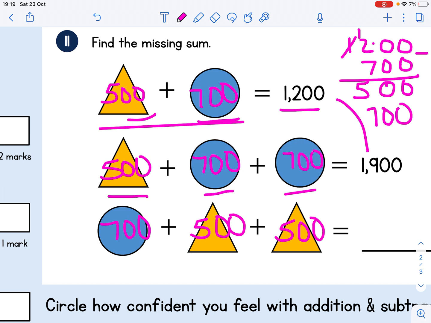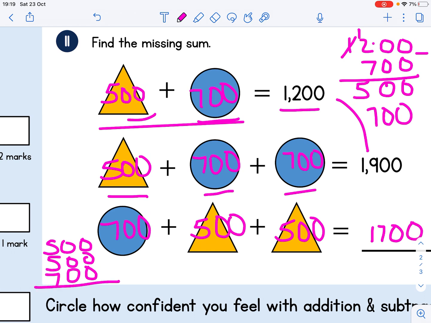And then you can either add this up in your head, or you can put the column method if you want. You've got 500 plus 500 plus 700. Okay, if you do it in your head, you know that 500 plus another 500 is 1,000, and you've got 700. But it's absolutely fine for you to do the column as well. Okay, and you add it up, and that becomes 17.